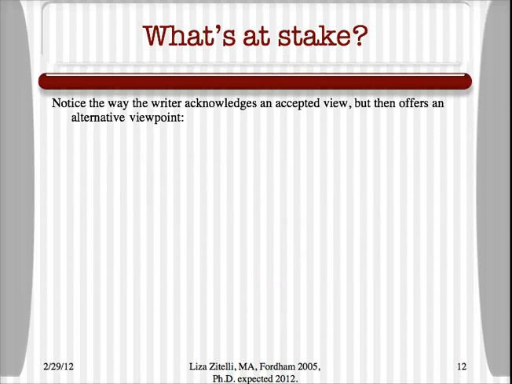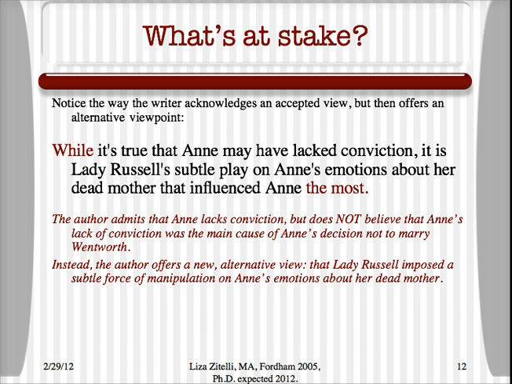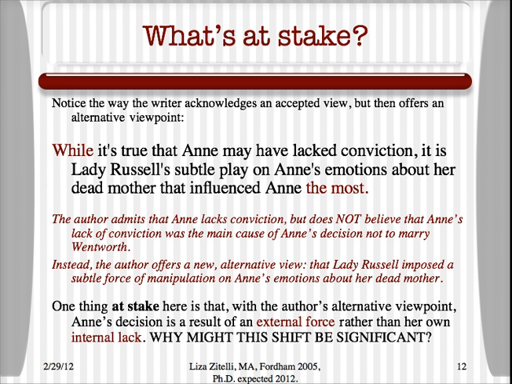Notice the way the writer acknowledges an accepted view, but then offers an alternative viewpoint. The author is admitting that Anne lacked conviction, but does not believe that Anne's lack of conviction was the main cause of Anne's decision not to marry Wentworth. Instead, the author offers a new alternative view, that Lady Russell imposed a subtle force of manipulation on Anne's emotions about her dead mother. One thing at stake here is that with the author's alternative viewpoint, Anne's decision is a result of an external force rather than her own internal lack. Why might this shift in view be significant?